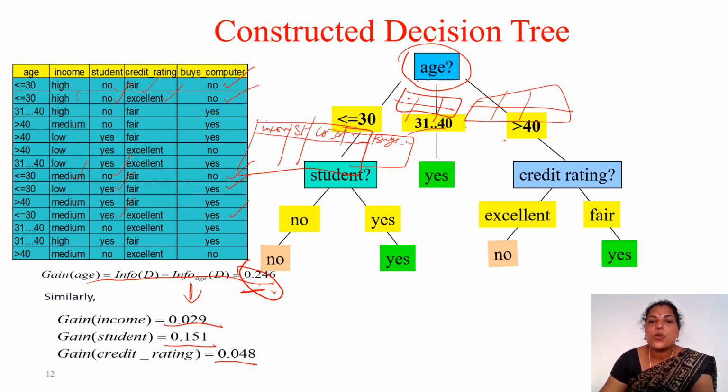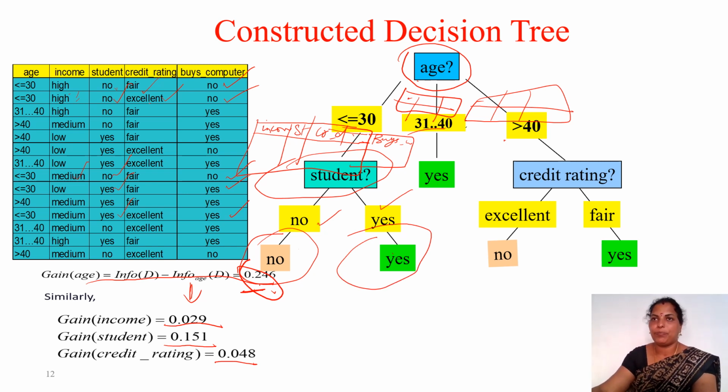So here student becomes the split attribute. For less than or equal to 30, student becomes the split attribute. Now what are the values for the student? We are having no as well as yes. For no, the class label is correctly giving us no, and for yes, the class label is correctly giving us yes. So we finish off here because it is predicting correctly.